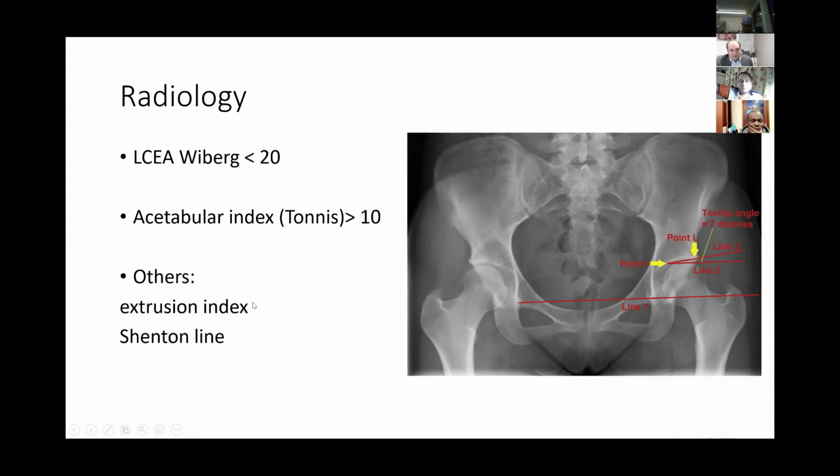There's the extrusion index, which we don't need to go through in detail. Shenton line: most of us know the Shenton line from trauma and hip dislocation. It's basically a disruption of the line between the inferior border of the femoral neck and the superior pubic ramus.